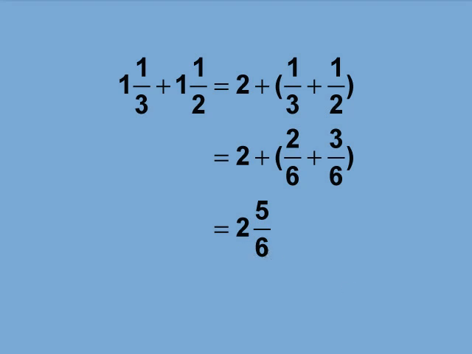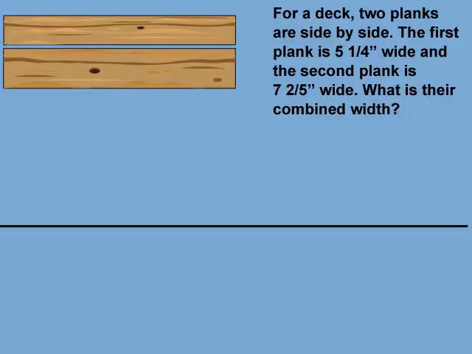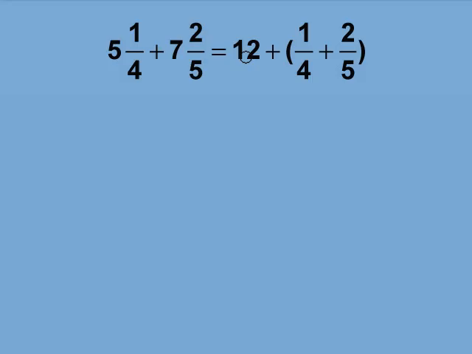Let's look at a final example. For a deck, two planks are side by side. The first plank is 5 1/4 inches wide, and the second plank is 7 2/5 inches wide. What is their combined width? Using the measurements shown, we get the following addition statement: 5 1/4 plus 7 2/5. We combine the whole number parts and add the fractional parts as shown here.